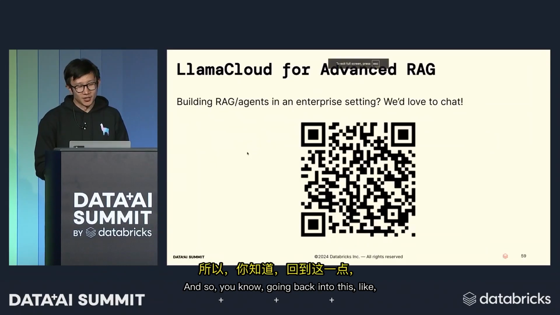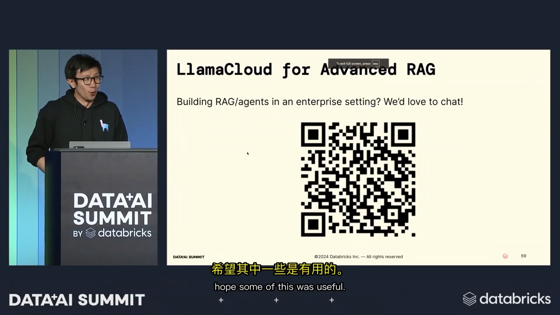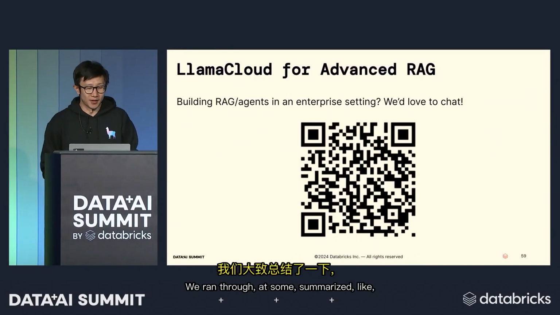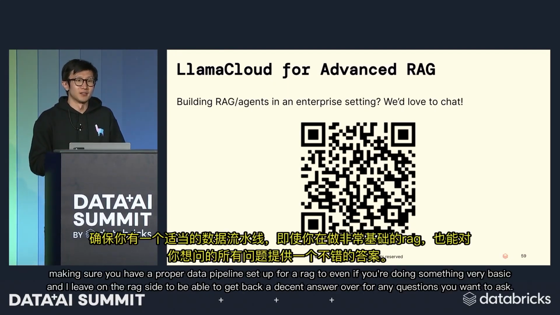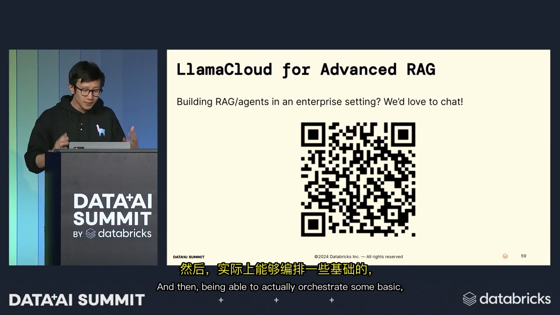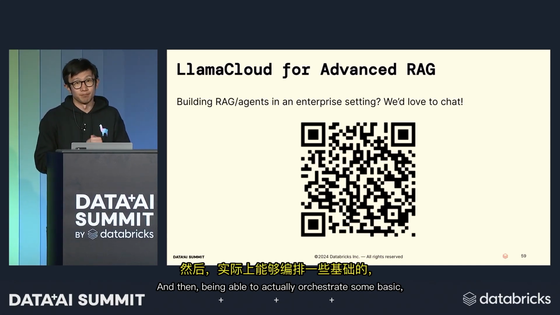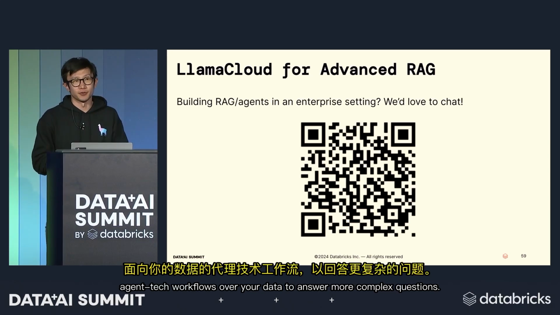And so going back into this, I hope some of this was useful. To summarize, we ran through the data quality aspects of making sure you have a proper data pipeline set up for RAG, so that even if you're doing something very basic and naive on the RAG side, you can get back a decent answer for any questions you want to ask. And then we orchestrated some basic agentic workflows over your data to answer more complex questions.